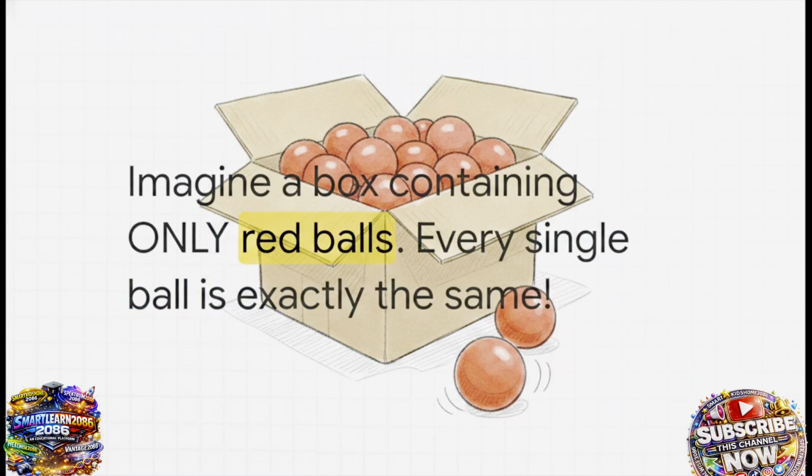Now, what's really interesting about this is how you can visualize it. Just imagine you've got a plain cardboard box, and inside that box are hundreds of red bouncy balls. Every single ball is exactly the same size, the same weight, the exact same shade of red. If you reach in and pull one out, it's totally identical to any other ball in that box. That is exactly what an element is. It's a sample of matter where every single particle, every single atom is a perfect twin.